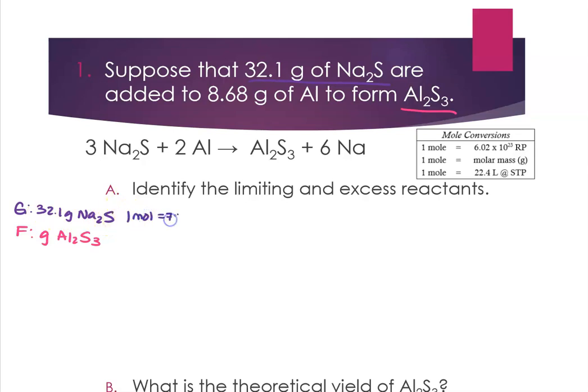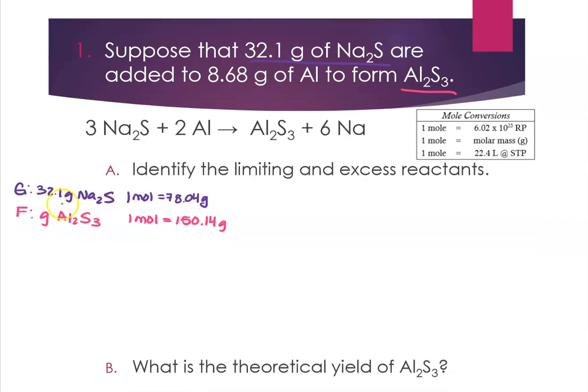So 1 mole of Na2S is 78.04 grams. And then I'm converting to grams of Al2S3, so that means that I need its molar mass as well. So now let's take a look at our problem. We start with 32.1 grams of Na2S times, if we're starting with grams of Na2S, we need to get rid of grams, so we divide by the molar mass, and then we put 1 mole on top.